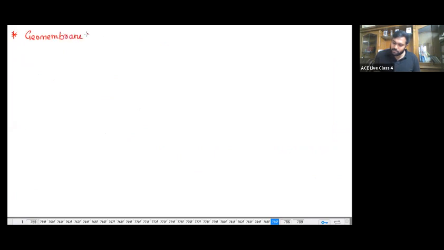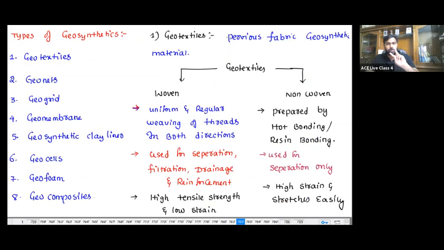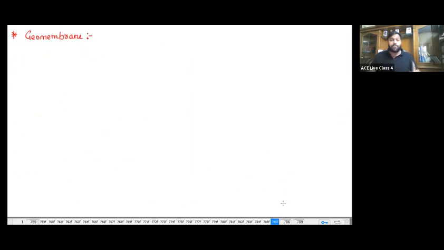Geomembrane. You see the geomembrane. Out of all the geosynthetics, the geotextiles are more pervious and useful for separation and filtration also. But out of all the geosynthetics, the geomembrane is highly impervious in nature. It's an impervious geosynthetic material. Now, knowing this, its thickness is going to be very small.